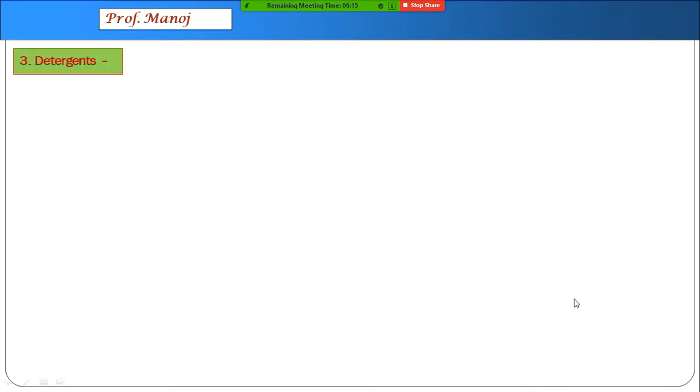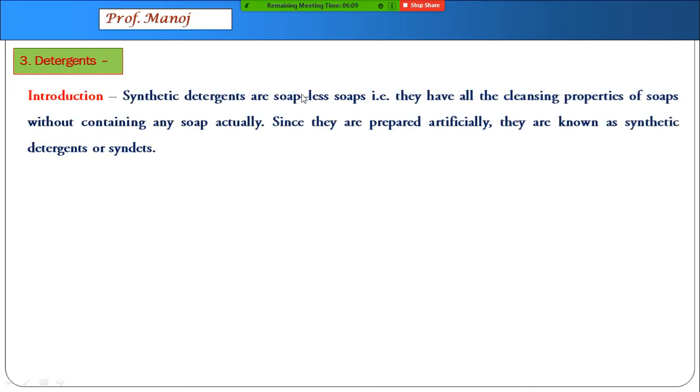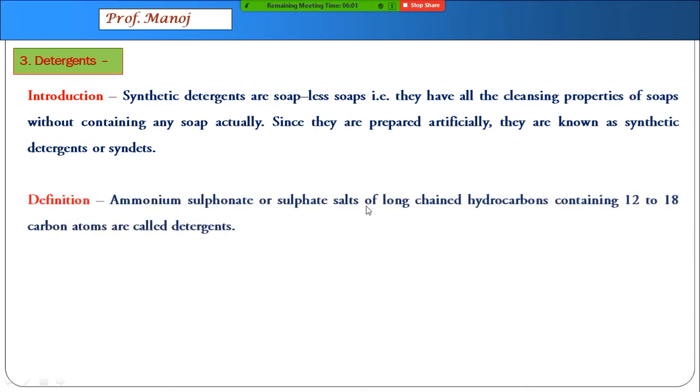By knowing these disadvantages, detergents were discovered. Detergents are called soapless soaps. That means they function like soap, but they are not soap actually. Now, what are they? Detergents have different definitions. One of the most common definitions is ammonium sulfonate or ammonium sulfate salt of a long chain hydrocarbon with 12 to 18 carbon atoms.